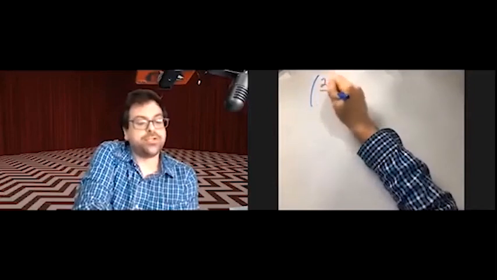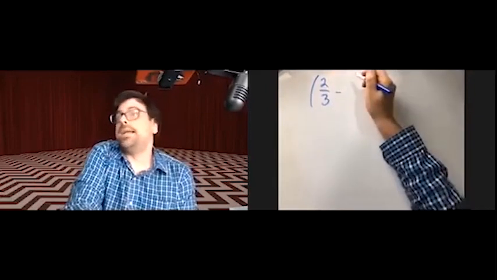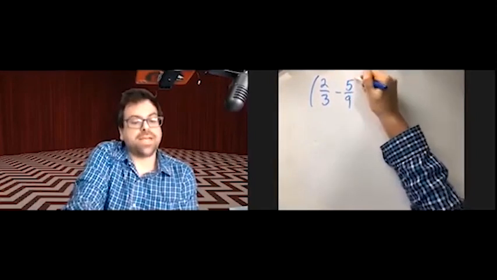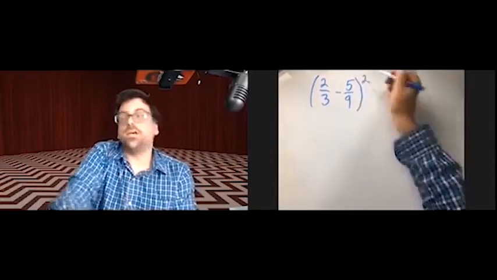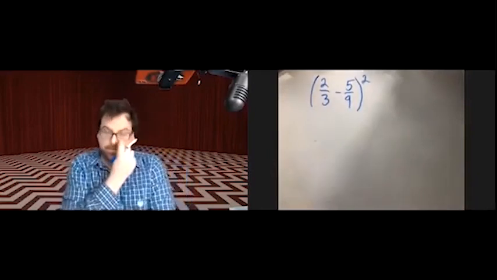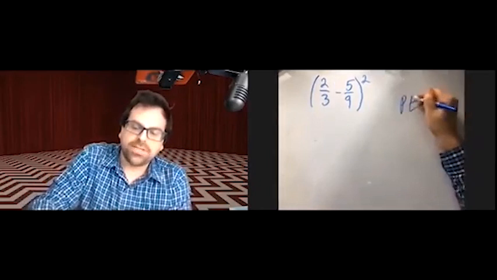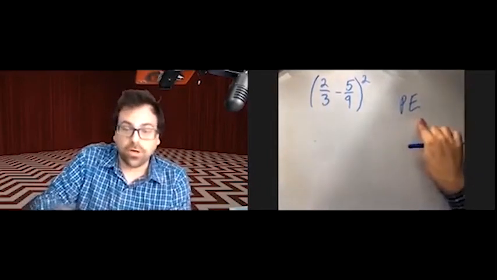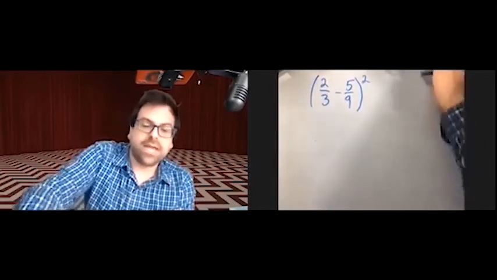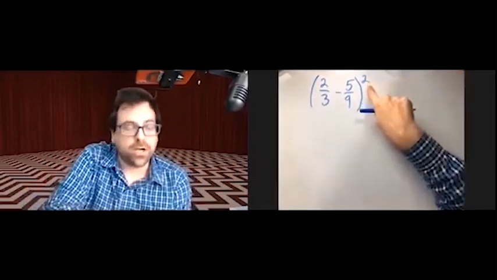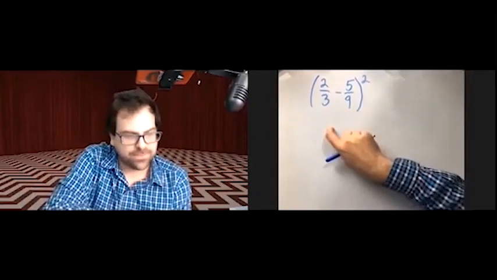In parentheses, 2/3 minus 5/9. On the outside of the parenthesis, a square, a second power. Order of operations, PEMDAS puts parentheses before exponents. So we have to work inside the parentheses before we take care of the square. We cannot square first.